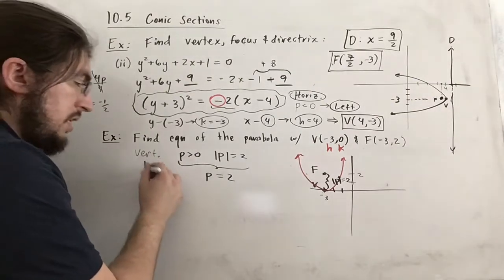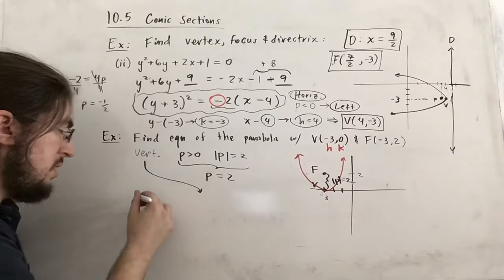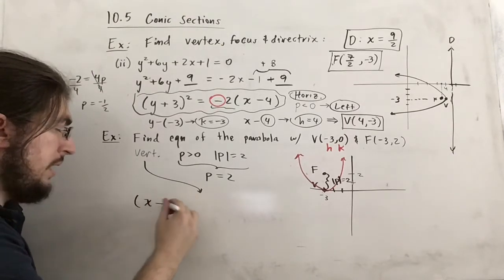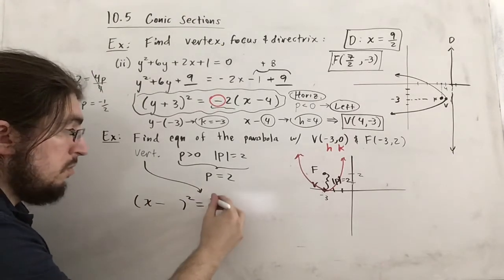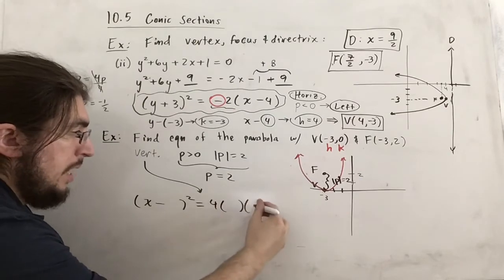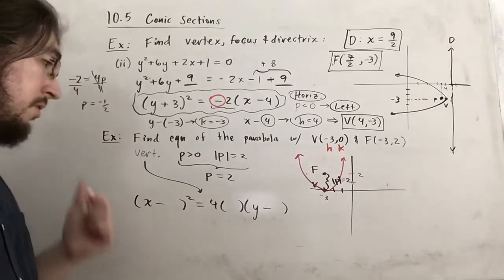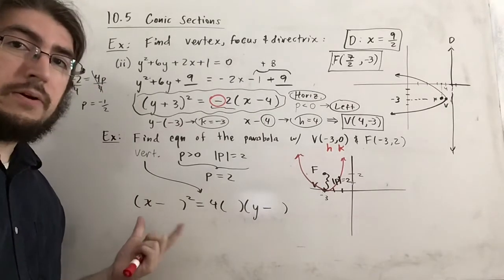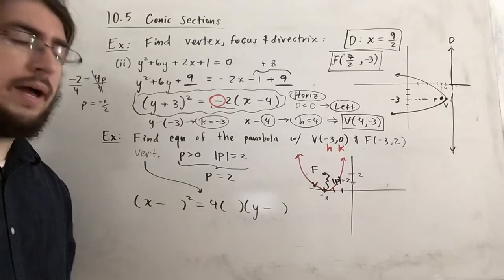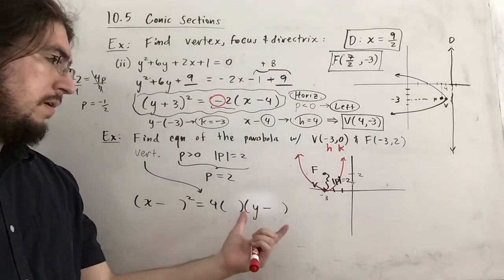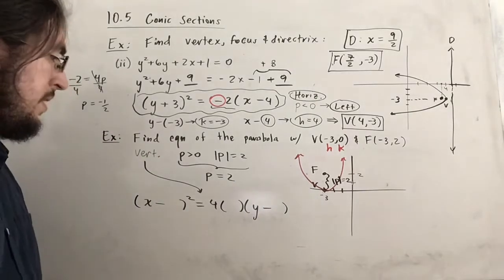Vertical, what does vertical say to use? Vertical says to use the equation x minus a number squared equals 4p times y minus a number. So that's the equation we'll be using for vertical. The opposite letter, x, would be squared. Vertical, we think of y. So the non-square is y, basically.